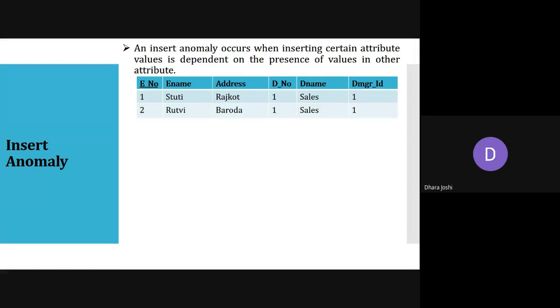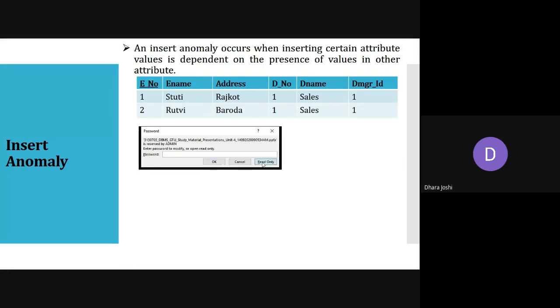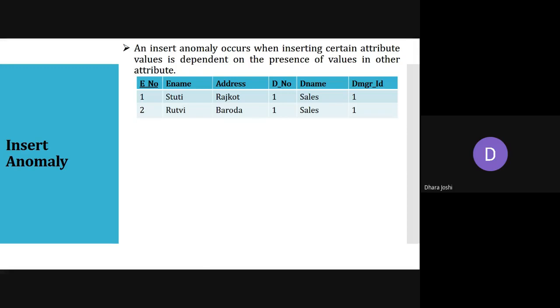Okay. What is the degree and cardinality for this relation? Write here in the chat box quickly. What do you mean by degree and cardinality? Reply here in the chat box. Degree is 6 and cardinality 2. Okay. What about the rest of the students? Is it correct or any other answer?